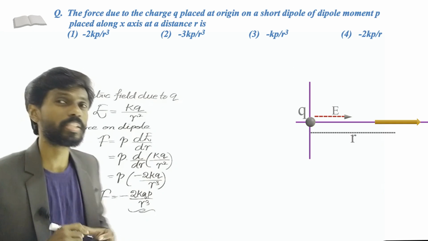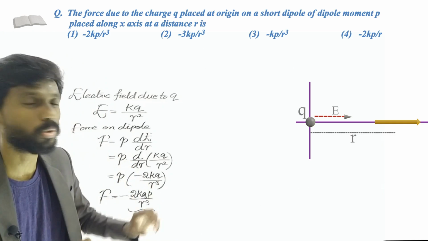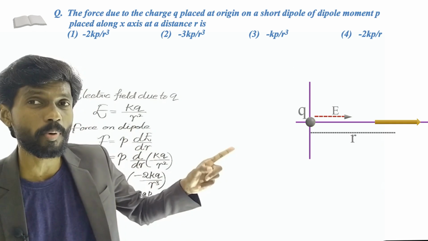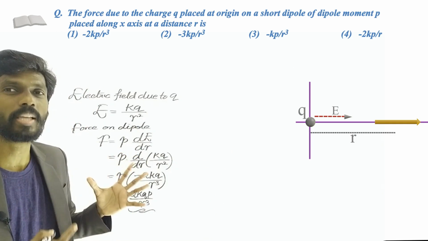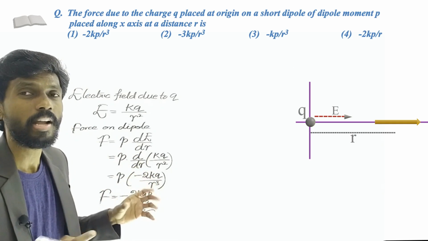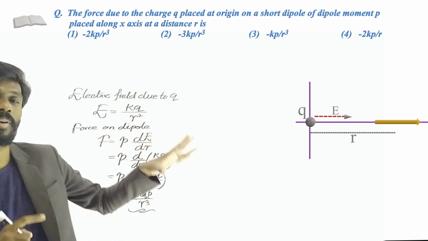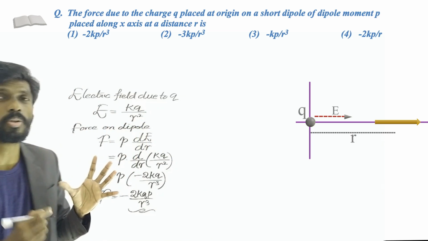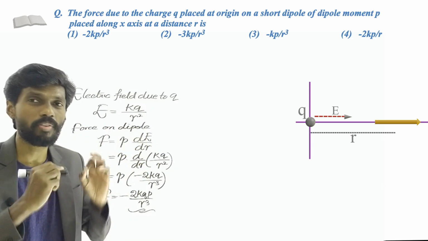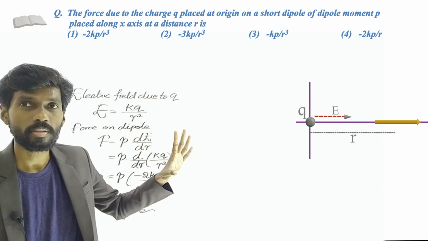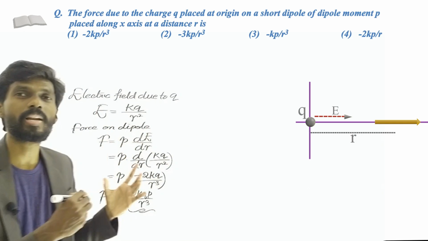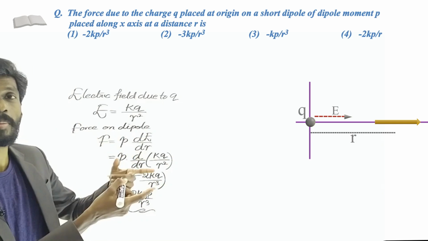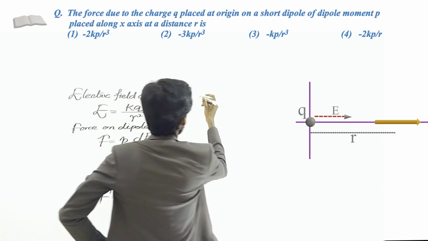But we'll also do this question by another method. We found the force due to the charge q on the dipole, but instead we can also find the force due to the dipole on the charge q. They'll both have the same magnitude by Newton's third law. The force due to one object on the other is the same as the force due to the other on this object. They have the same magnitude, only the direction is reversed. So we will find the force due to the dipole on the charge q, which will have the same magnitude as the force due to the charge on the dipole. So this is another method of doing this question.